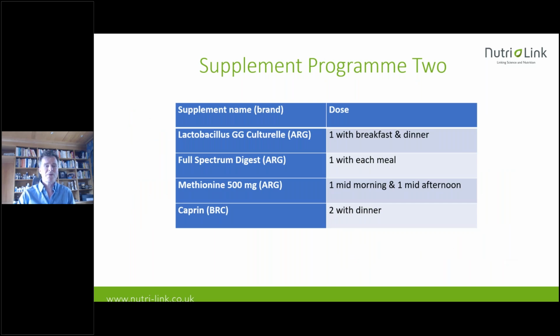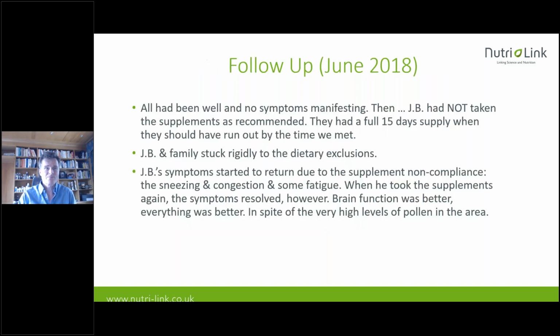The second program, I recommended he carry on with the Lactobacillus GG, but stop the S. boulardii and keep on with the enzyme, keep on with methionine. And I recommended an antibacterial, anti-yeast agent with dinner, because I suspected, again, with further details, that he might have had an imbalance in gut bacteria and or yeast. Follow up in June.